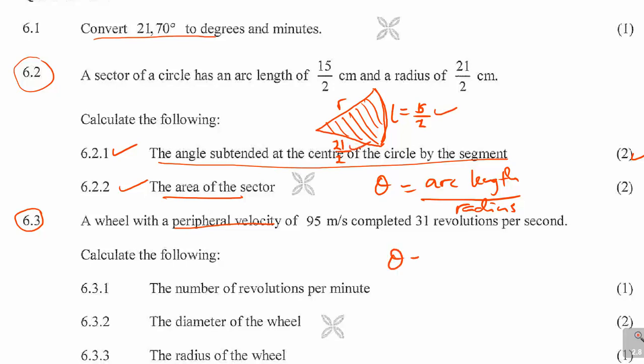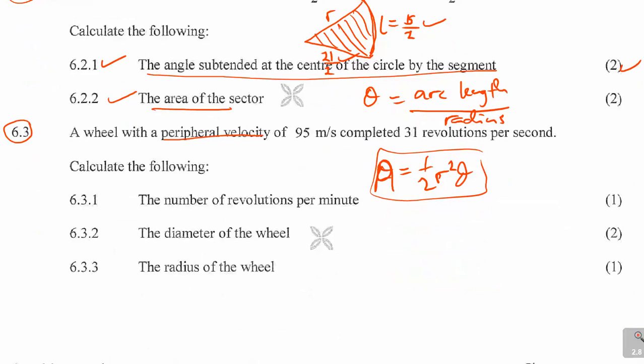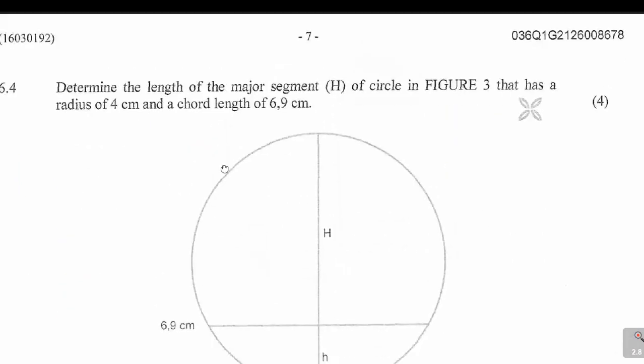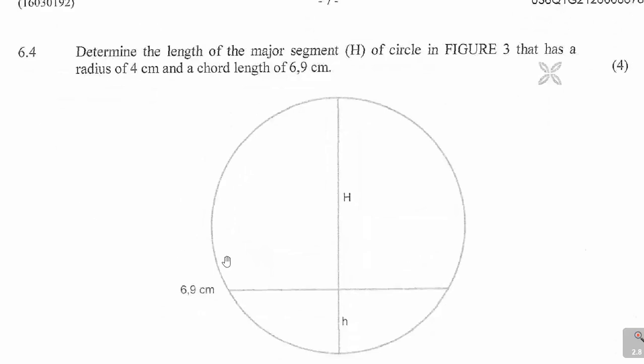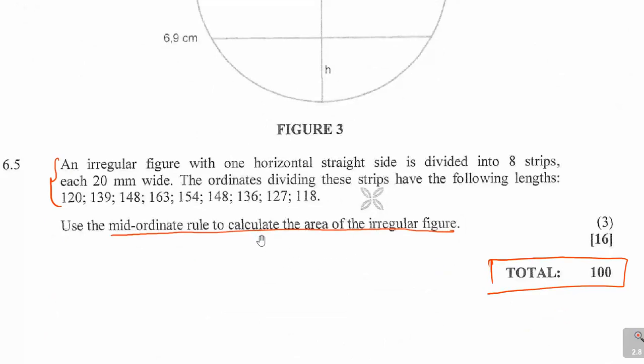The area A is equal to half theta squared R, if I'm not mistaken, half R squared theta actually. It's half R squared theta, but there is a formula for that. You can simply refer to that, but because of time, I'm just rushing through now. And again, here you're using the formula on 6.3. And then 6.4, you're using the formula given. I'll show you in the next block or in the next complete revision what to do there. And also question 6.5, you are using the formula for the mid-ordinate rule.